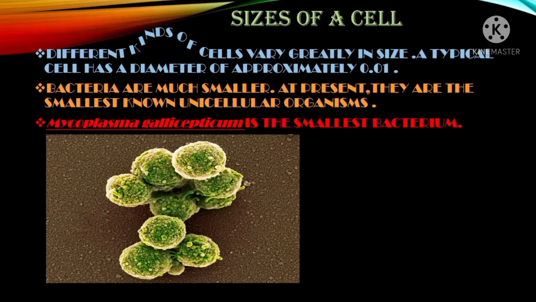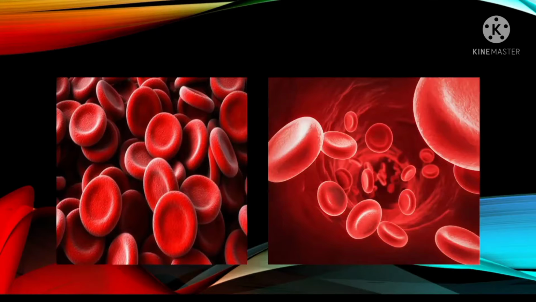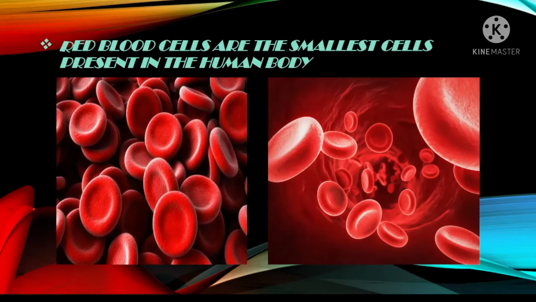Sizes of a cell. Different kinds of cells vary greatly in size. A typical cell has a diameter of approximately 0.01. Bacteria are much smaller. At present, they are the smallest known unicellular organisms. Mycoplasma gallisepticum is the smallest bacterium. Red blood cells are the smallest cells present in the human body.